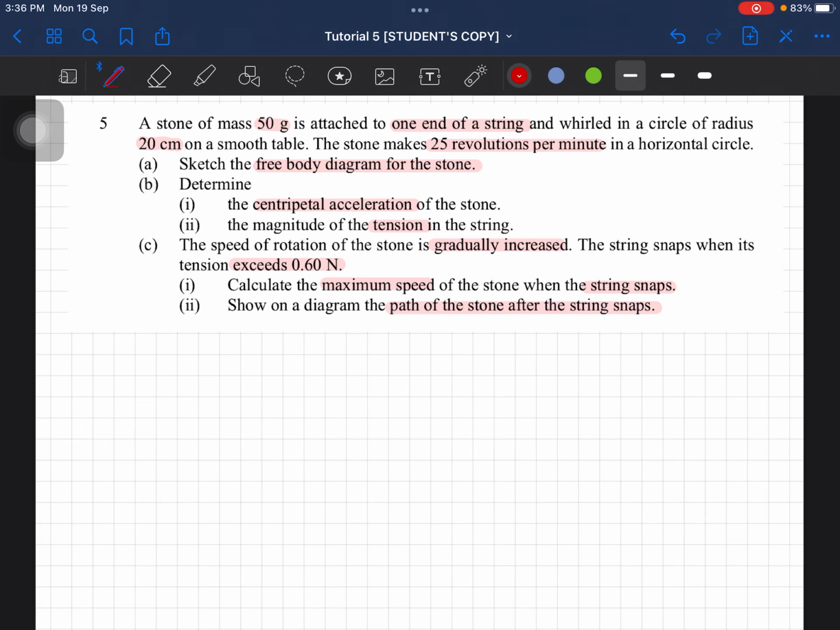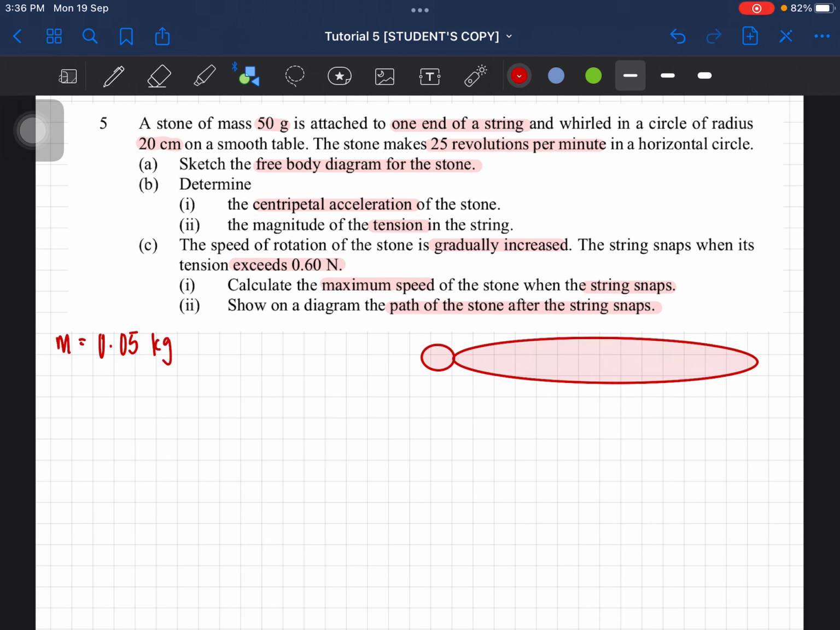Okay, for this question, we have the mass, which is equal to 50 gram. Convert that into kilogram, that is 0.05 kilogram. And then for this one, you can either draw the ball on your right or left side, but let's just do it this way. So this is the ball, this is the horizontal motion circle, that is your ball, so the string is there. The situation is like how I draw it now.